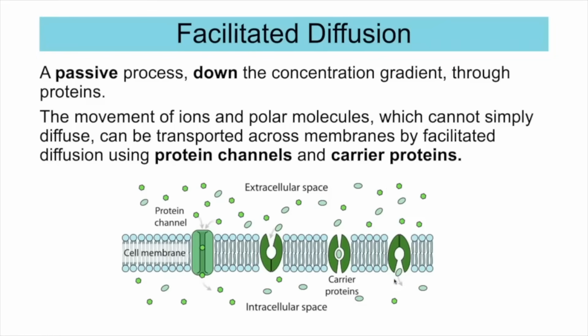Facilitated diffusion is still a passive process with the movement going down the concentration gradients. However, it's for molecules that are either too large to diffuse through the phospholipid bilayer or for molecules that are not soluble in lipids. And so instead they have to move through the proteins that are embedded within the phospholipid bilayer. So that movement of ions and those polar molecules would be through either protein channels or the protein carriers.